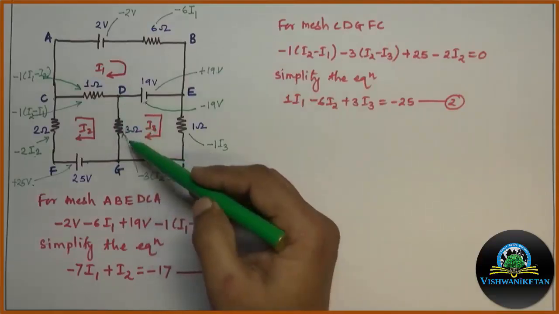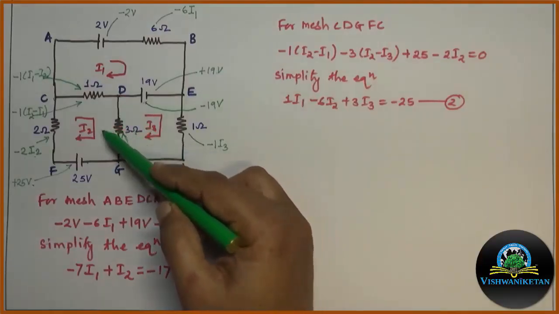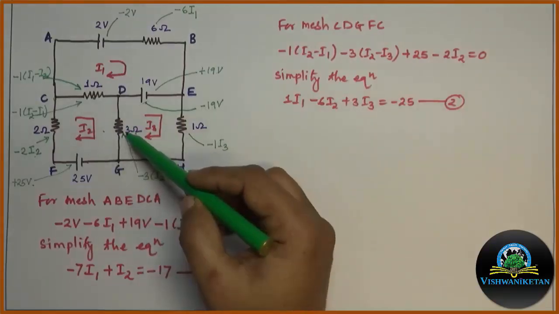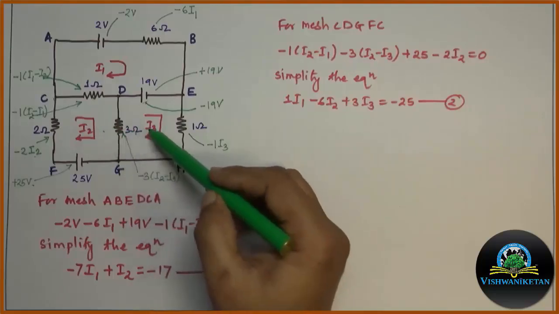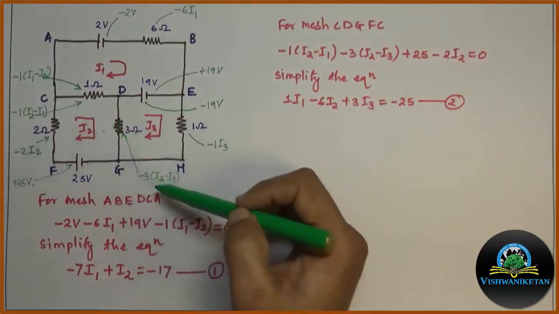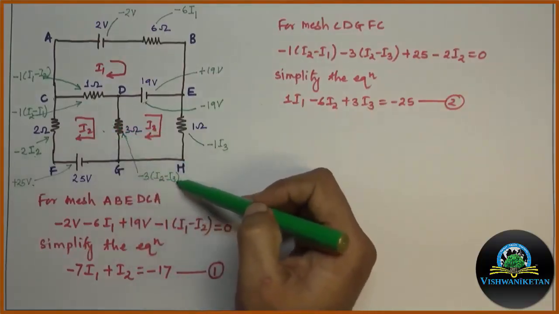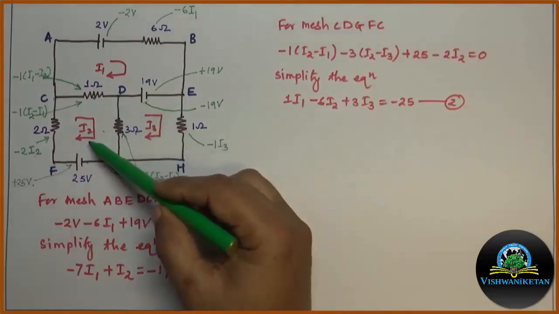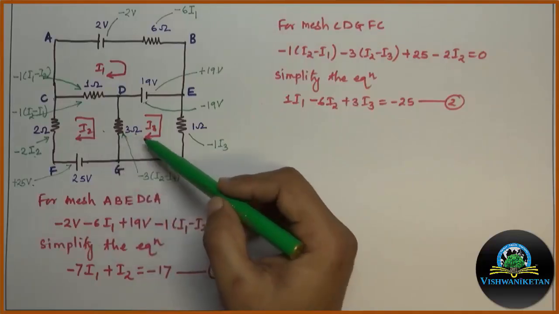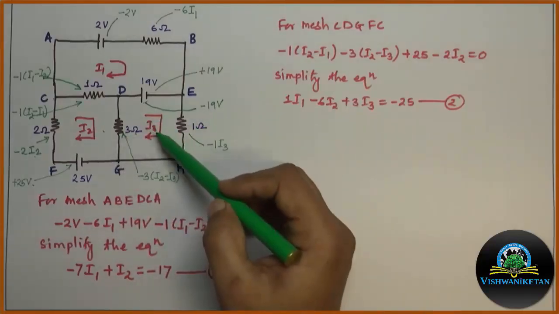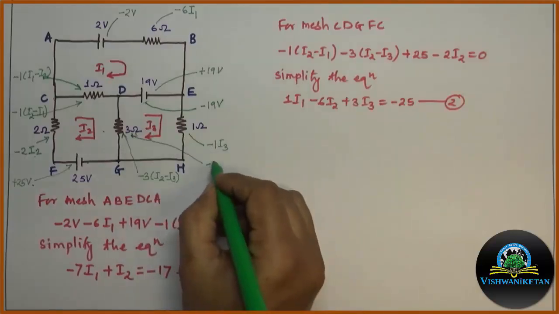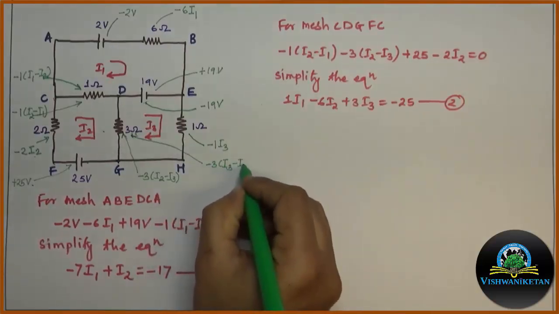G to D, the element is 3 ohm, which is common for loop 2 and loop 3. Now the voltage drop across 3 ohm will be 3 into the resultant of these two currents. Previously we have written minus 3 (I2 minus I3) because we were in loop 2 and loop 2 current is assumed to be higher than loop 3 current. Now we are in loop 3, so this expression will change. That will be minus 3 (I3 minus I2).